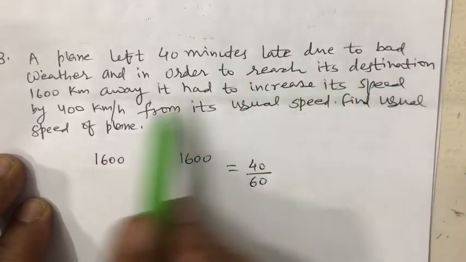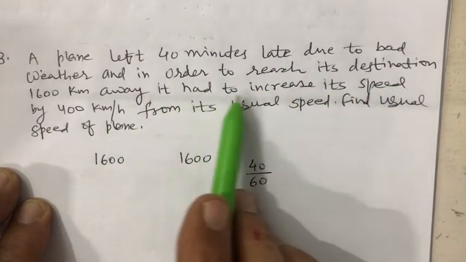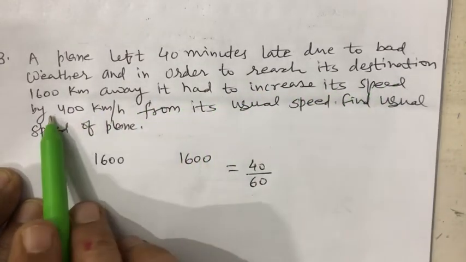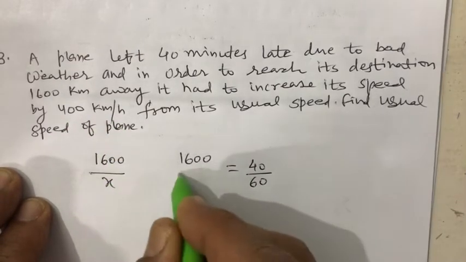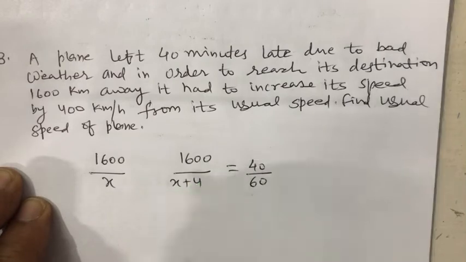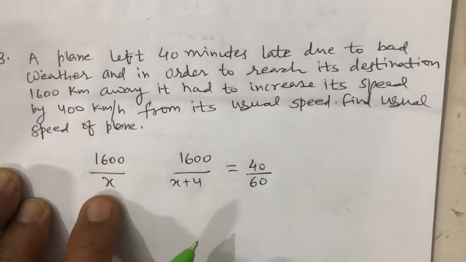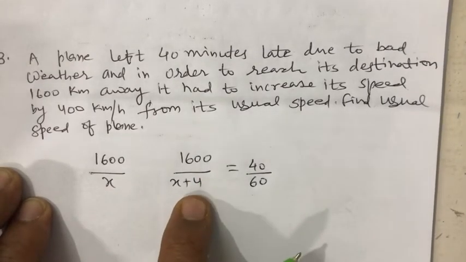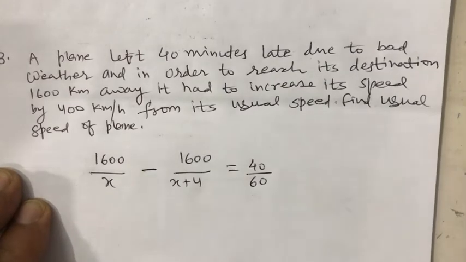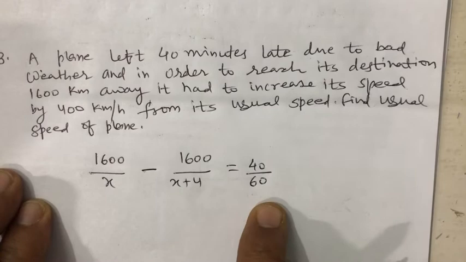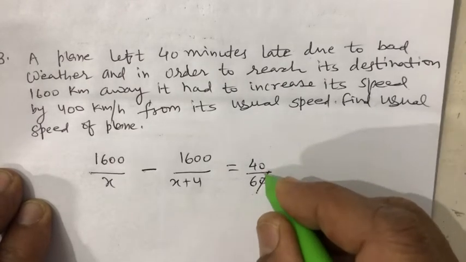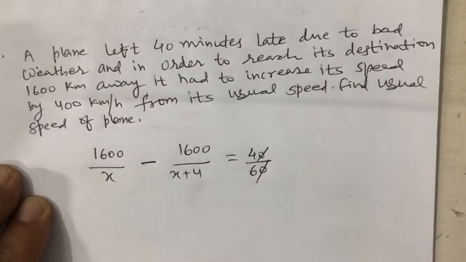To reach its destination 16 kilometers away, it had to increase its speed by 4 kilometers per hour. Suppose the usual speed is x, and the increased speed is x plus 4. So this one is slower, this one is larger. That means you have to take the difference of these two, which will take 40 minutes extra. So 0 and 0 cancel out. This is nothing but 2 by 3.